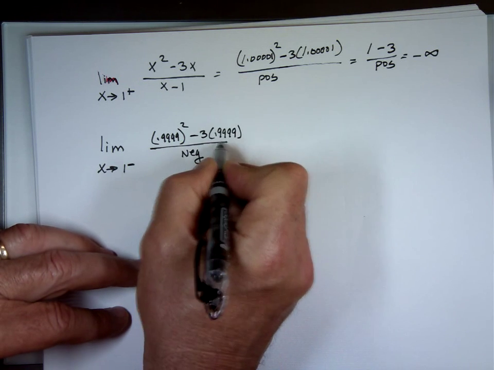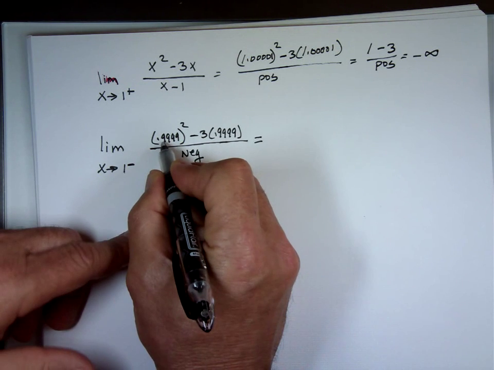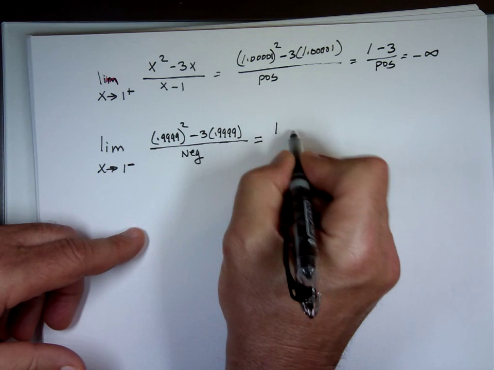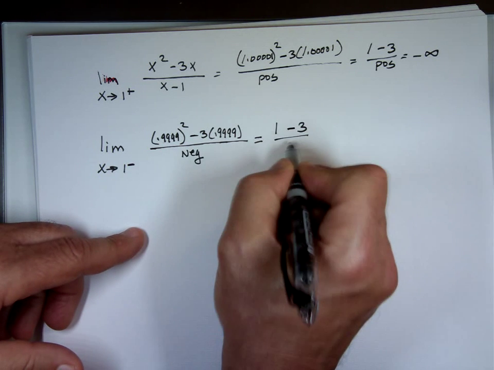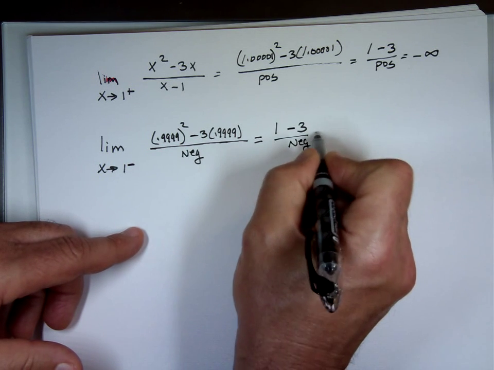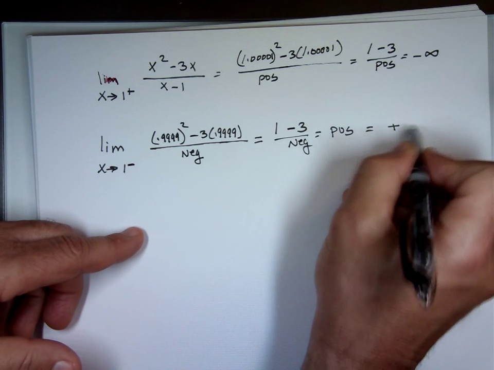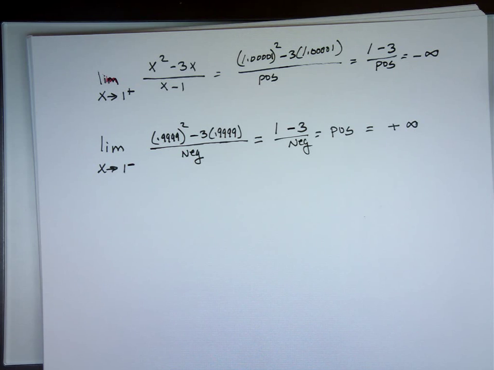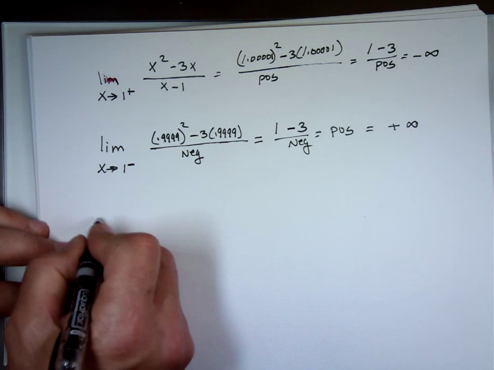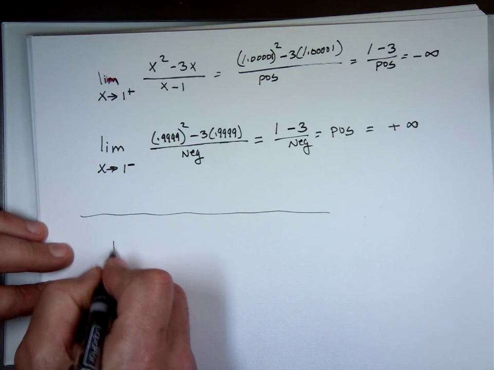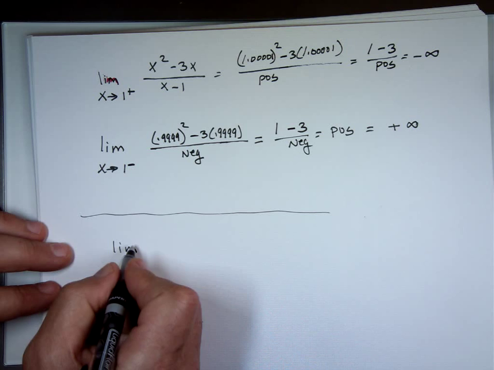Now you can see that's almost a 1 squared, that's a 1. That's a negative 3 over negative number. That's a negative over negative, which is what? Positive. That's going to go to plus infinity. How about the limit? That's how I cheat with these instead of making the table.